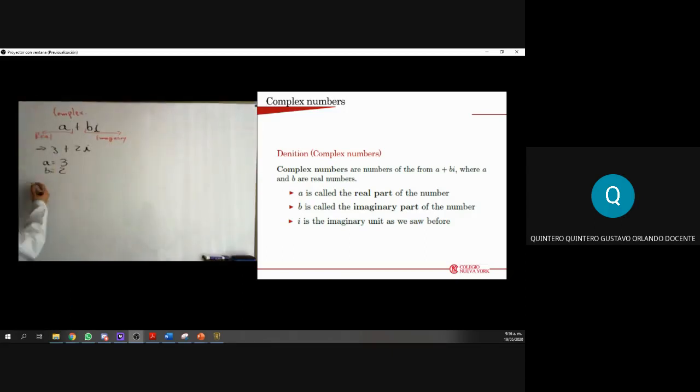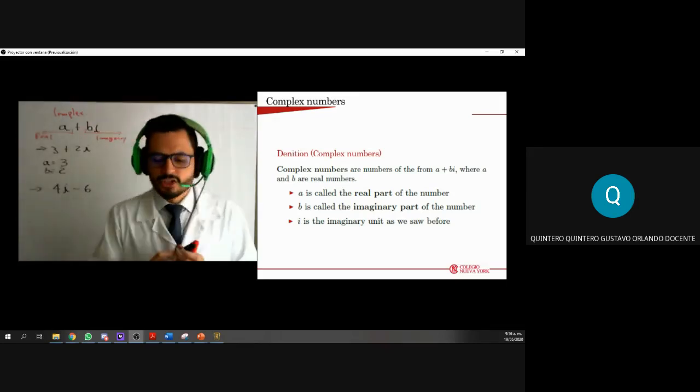Now, let's jump into a harder one. How about this number? Is this number complex or not? All right, let's see. 4i minus 6. Is that a complex number or not?